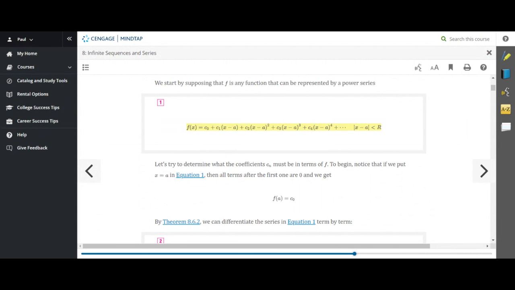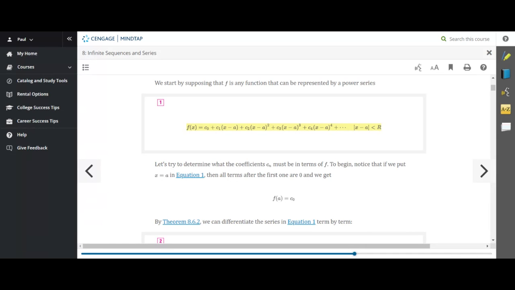First of all, we suppose that any function can be represented by a power series. If we were to write the most general form, the function f of x can be written as an infinite sum of terms, with coefficients c sub 0, c sub 1, c sub 2, c sub 3, and so forth. And there's an interval of convergence given by the absolute value of x minus a is less than some radius of convergence. This is the most general form of a power series.